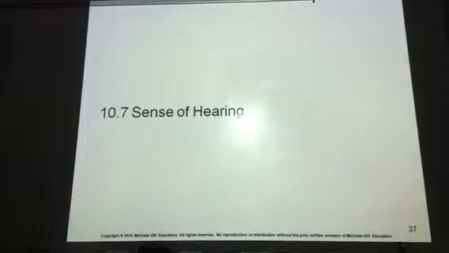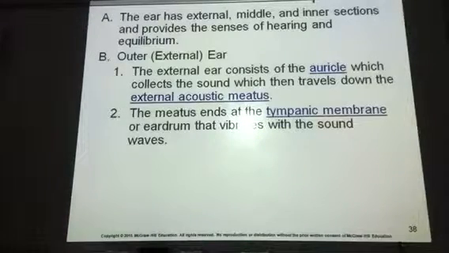Okay, today we're going to talk about the sense of hearing, about your ear, your inner ear. Your ear actually has three sections to it: external, middle, and inner sections. They deal with hearing and equilibrium. We'll talk about hearing today, and then we'll talk about equilibrium next time.